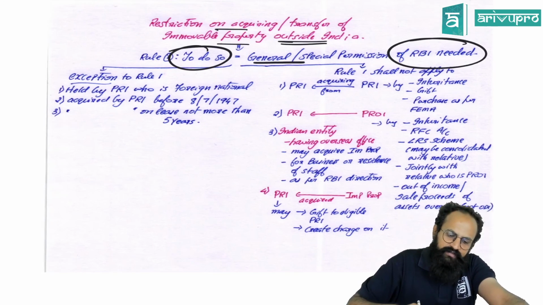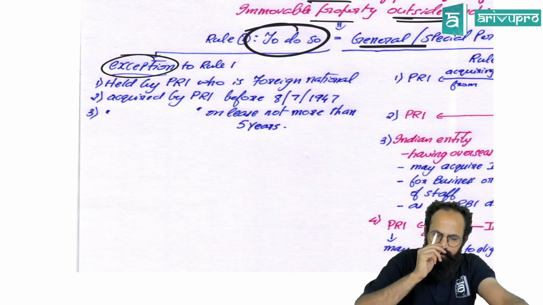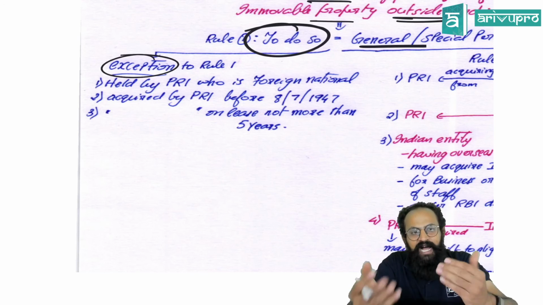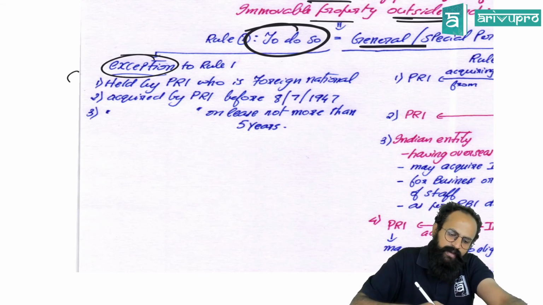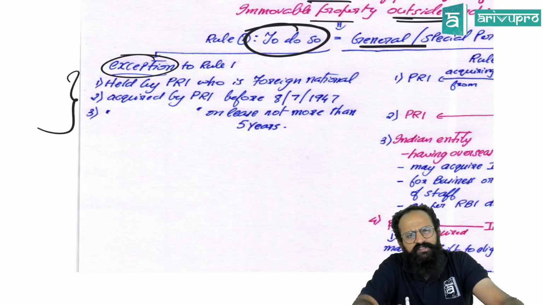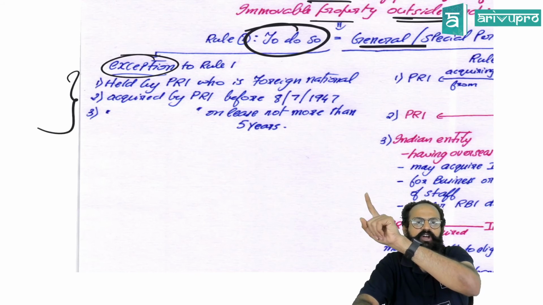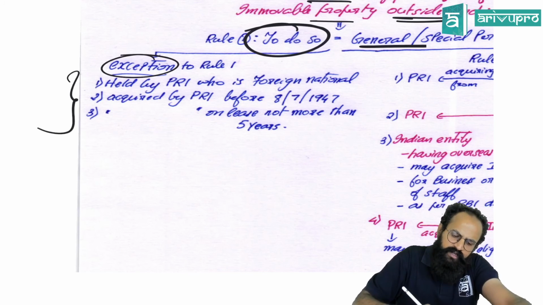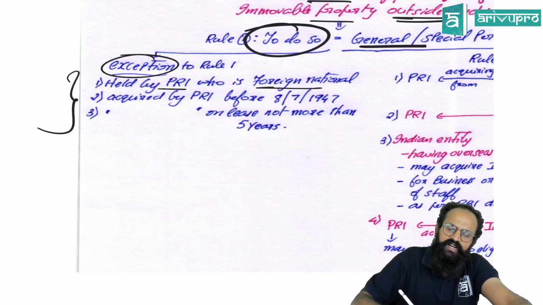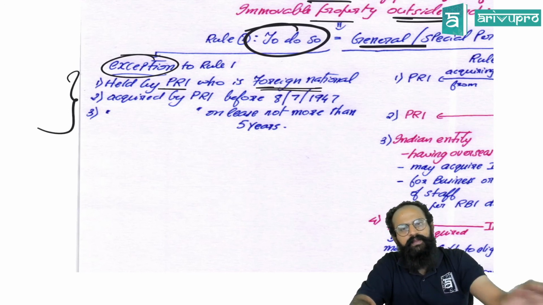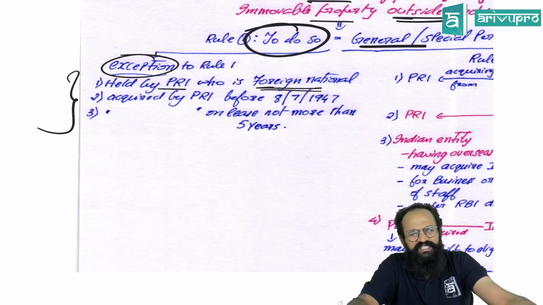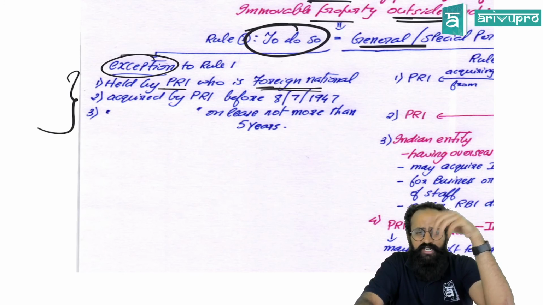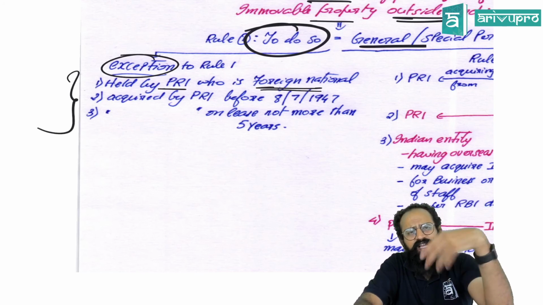However, this special or general permission is not required if the acquisition or sale is done by these people. If it is any other person, you need to take a permission. If at all you are coming here, then no general or special permission is required. For whom? If it is held by a PRI, who is a foreign national, meaning a person resident in India, let us take our De Villiers. He came here, he has settled here only. But if you look at his citizenship, he is a foreign national. So whatever are his assets in South Africa, he will continue to hold.